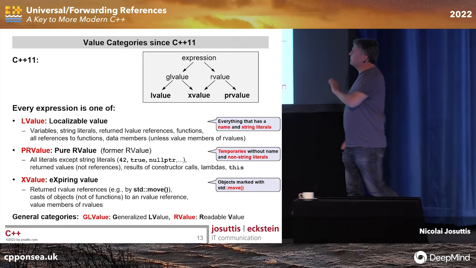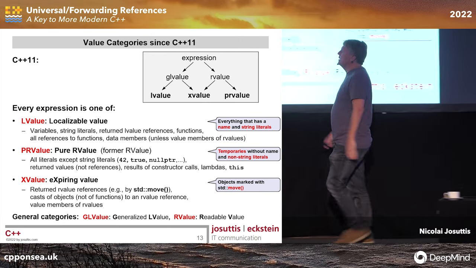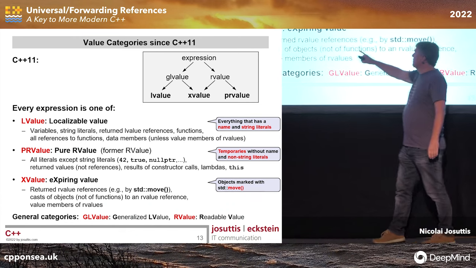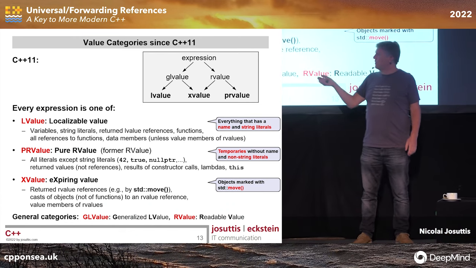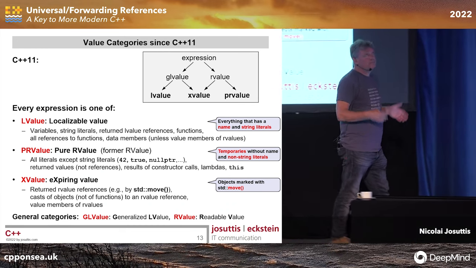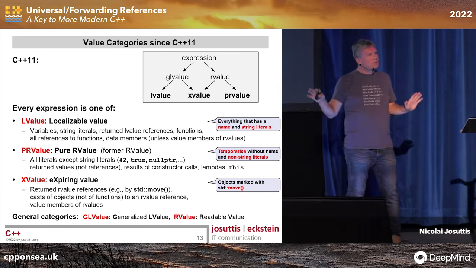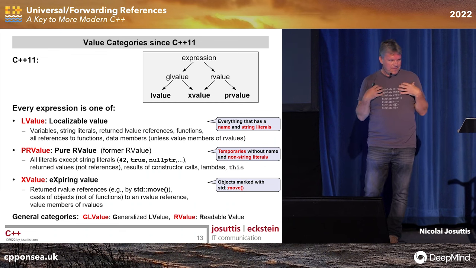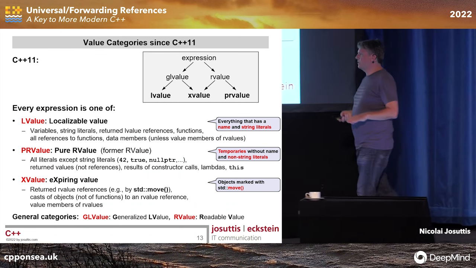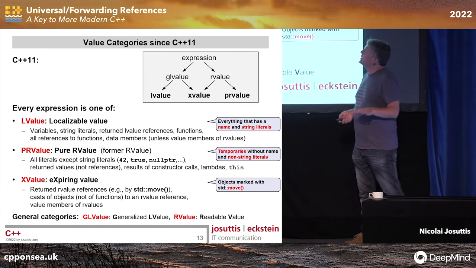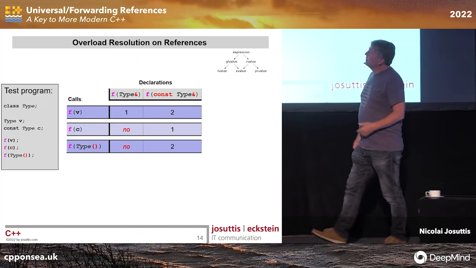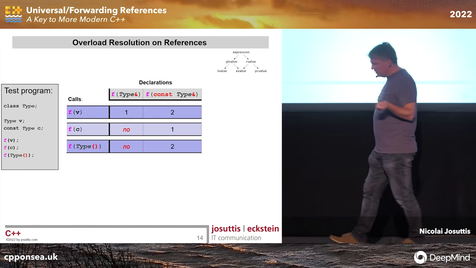And then we have X value. X value is everything marked with move, a cast to an R value reference, except if what you cast is a function. These are the simplified rules as far as I can understand them, and I'm sure there are some details missing. That's just terminology. But a few things follow from that.